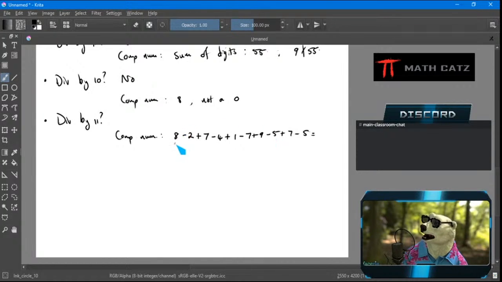Okay. 8 minus 2 is 6. Then I have 13. Then I have a 9. Then I have a 10. Then I have a 3, 12, 7, 14, 9 it looks like. And 11 does not divide into 9. So that is a no. Unfortunately not.